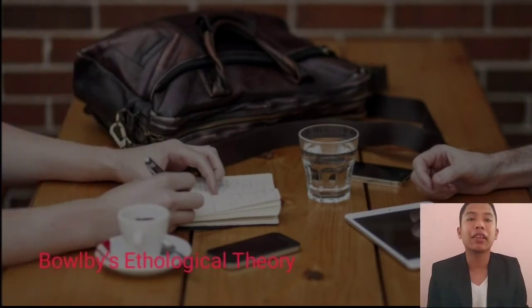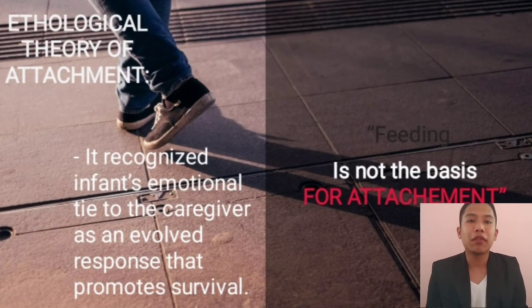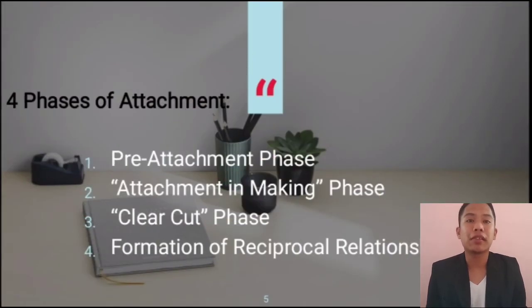Bowlby's ethological theory recognized the infant's emotional tie to the caregiver as an evolved response that promotes survival. He also said that feeding is not the basis for attachment. Let's move on to the 4 phases of attachment. First is the pre-attachment phase. Second is the attachment-in-the-making phase. Third is the clear-cut attachment phase. Fourth is the formation of reciprocal relationships.